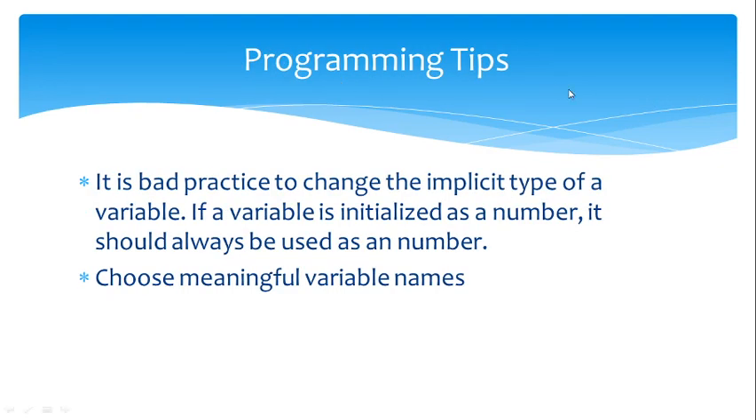So the programming tips: it is bad practice to change the implicit type of a variable when you write a program. If a variable is initialized as a number, it should always be used as a number. Okay, choose meaningful variable names. So this is a tip.